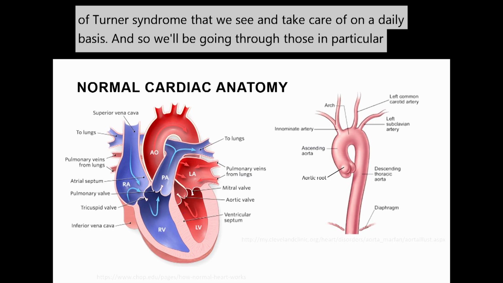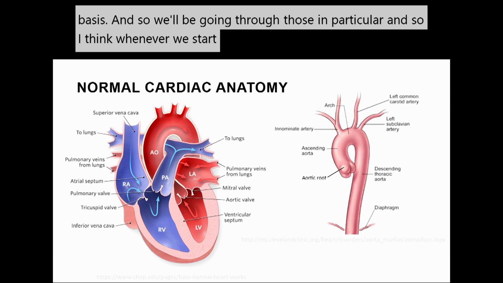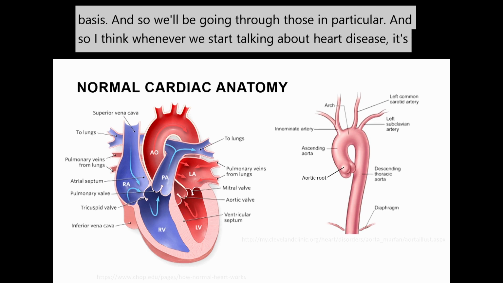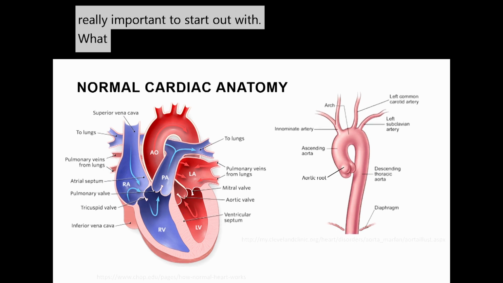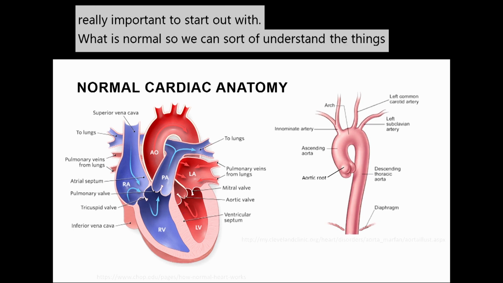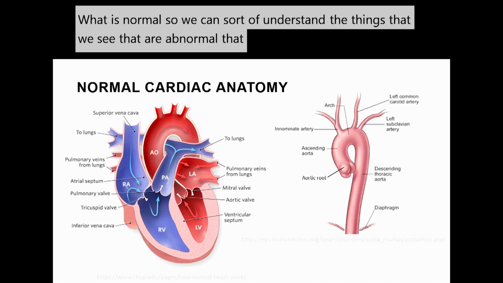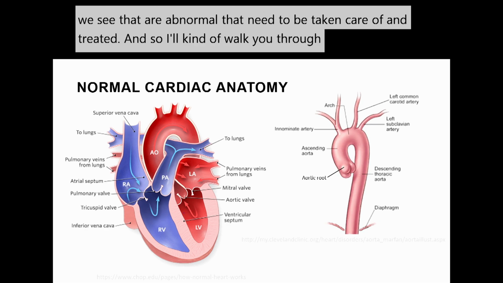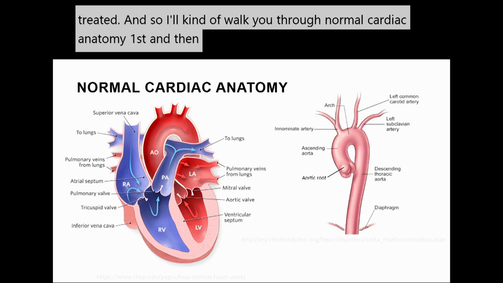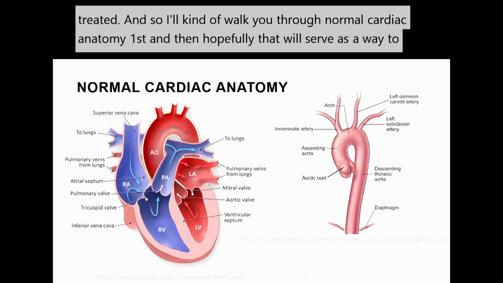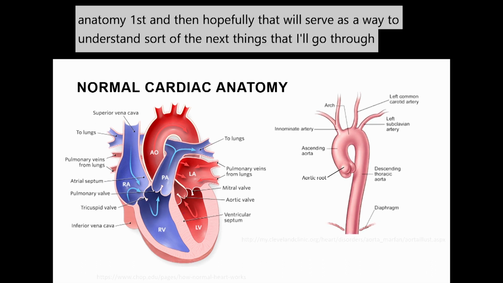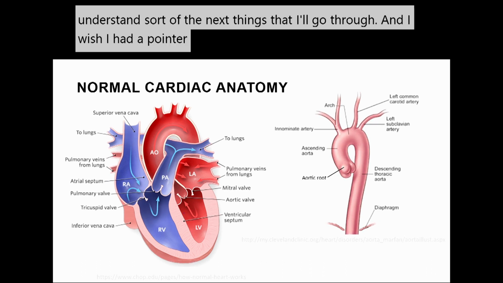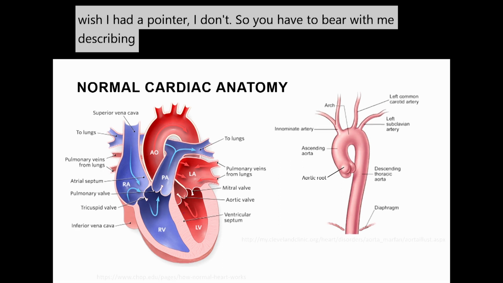And so I think whenever we start talking about heart disease, it's really important to start out with what is normal so we can understand the things that we see that are abnormal that need to be taken care of and treated. And so I'll walk you through normal cardiac anatomy first, and then hopefully that'll serve as a way to understand the next things that I'll go through. And I wish I had a pointer. I don't. So you're going to have to bear with me describing this diagram over here.